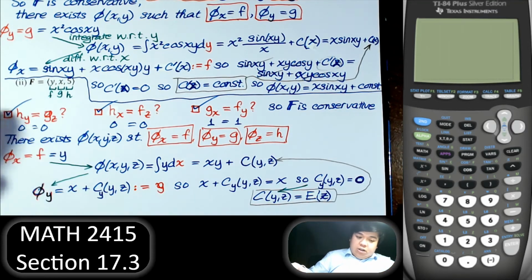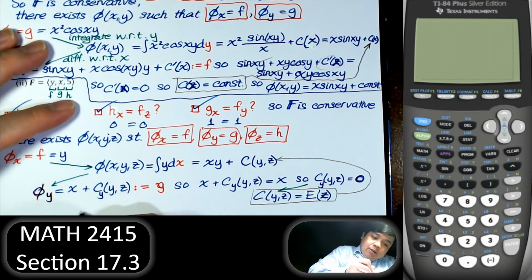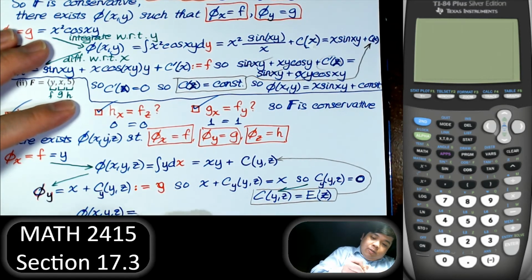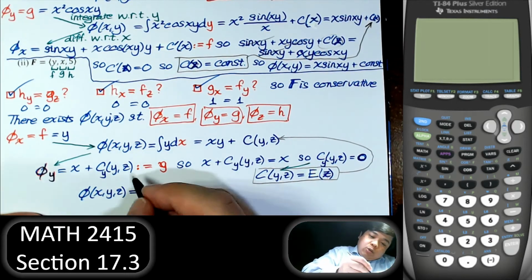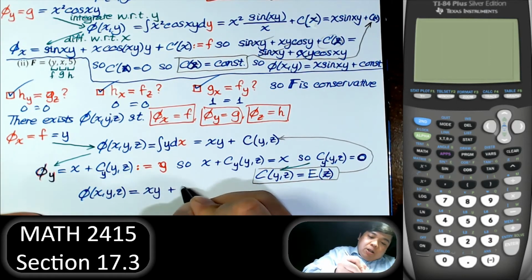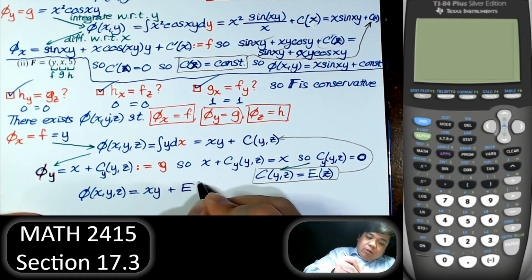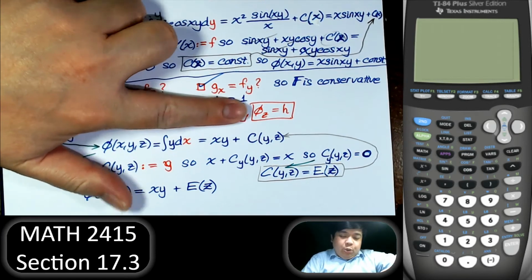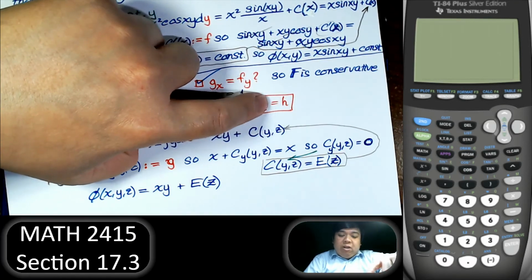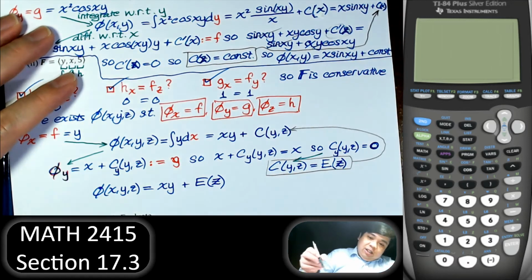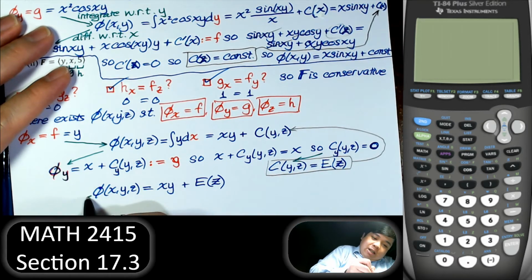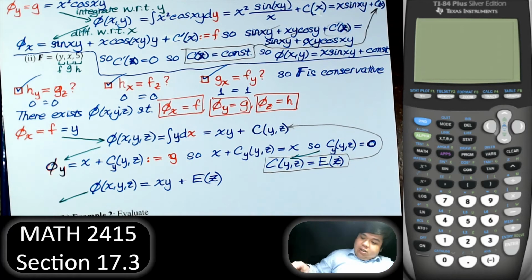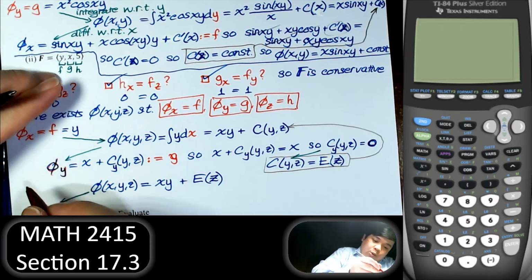So we have the function equal to xy plus the function in terms of z. We're not done, so we use those two. Now one more thing, we will take the derivative of this with respect to z. So integrate and now differentiate with respect to z.